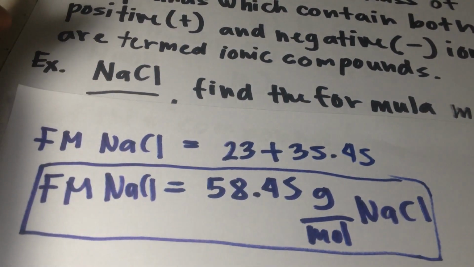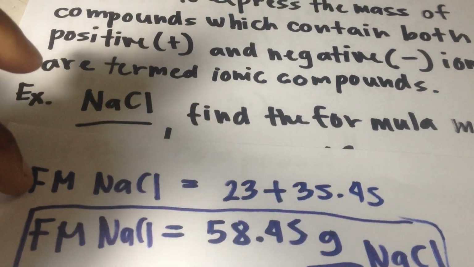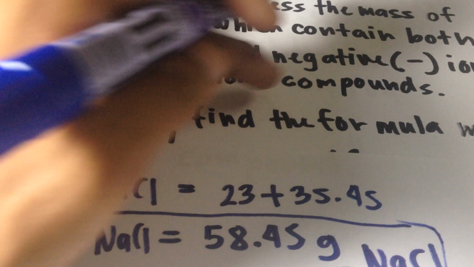Okay, this is it. That is a formula mass. Formula mass combines positive cations and negative anions.